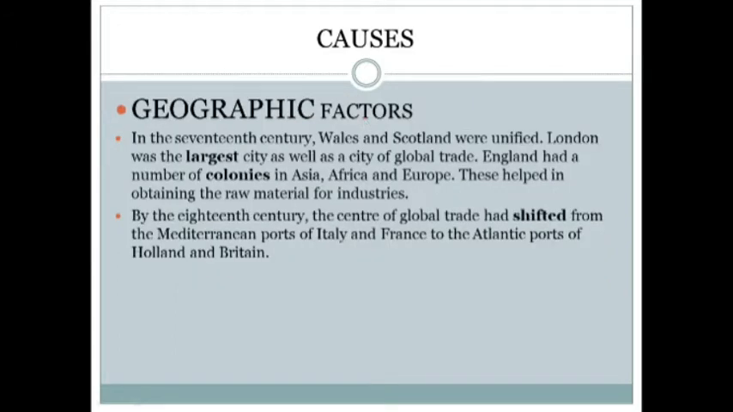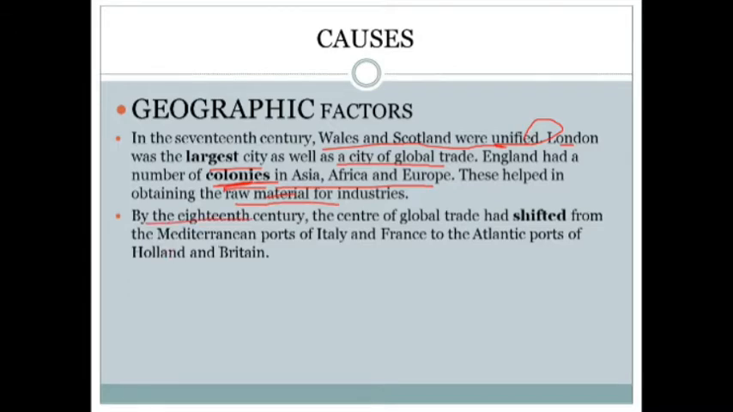Now let us understand the geographic factors. In the 17th century, Wales and Scotland were unified with Britain, and at that time London became the largest city as well as the city of global trade. Also, there were colonies in Asia, Africa, and Europe. For example, in India, the British used to bring raw material for industries in Britain, use that raw material to create products, and then those products were again sold in these colonies at a higher profit.